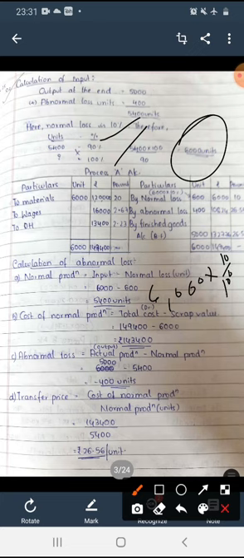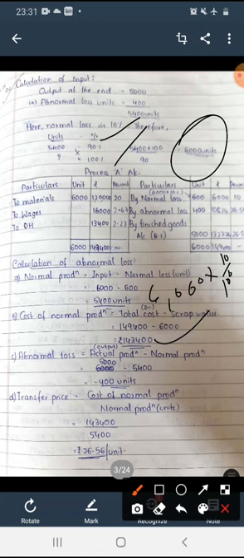5400 units. Cost of normal production, total cost is how much? You just calculate the total cost. How much total cost? Raw materials 1,20,000, wages 16,000, and overhead 13,400. Total 1,49,400 minus scrap value. Scrap value sold for rupees 10. How much is the normal loss? 600. 600 into 10 means 6,000. So how much cost of normal production? 1,43,400.